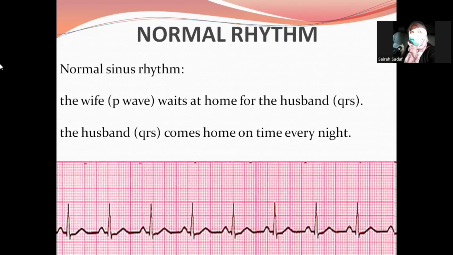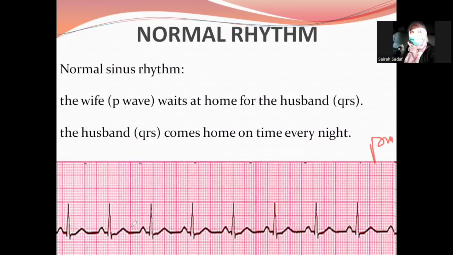of AV blocks. Okay, what happens in normal sinus rhythm? There is always a P wave, and then there is always a QRS complex that follows the P wave. The PR interval is always normal. This is a normal sinus rhythm. Now if we convert these waves into the characters, the P wave, that is the wife, waits at home for the husband, and the husband comes home every night at a certain time, for example, say 8 p.m.